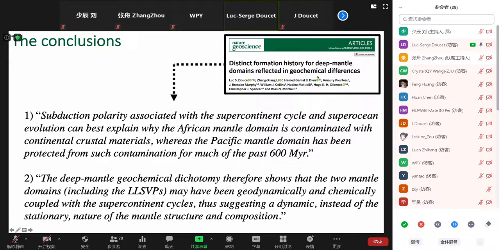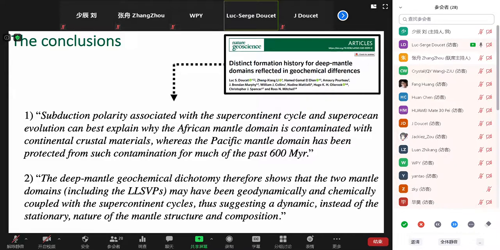So here are two quotes from the conclusions, and this is a beautiful way to show how it works. First conclusion: the subduction polarity associated with the supercontinental cycles and superocean evolution can best explain why the African mantle domain is contaminated with continental crust material, whereas the Pacific mantle domain has been protected from such contamination for the past 600 million years.